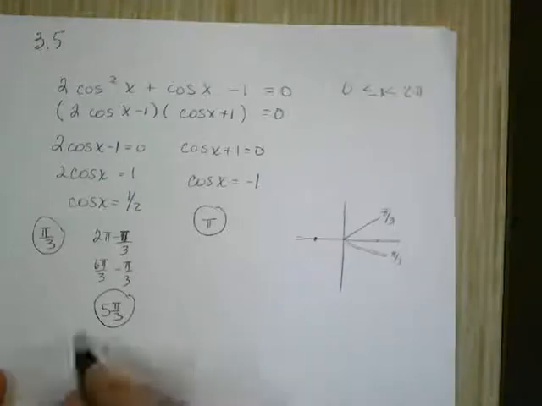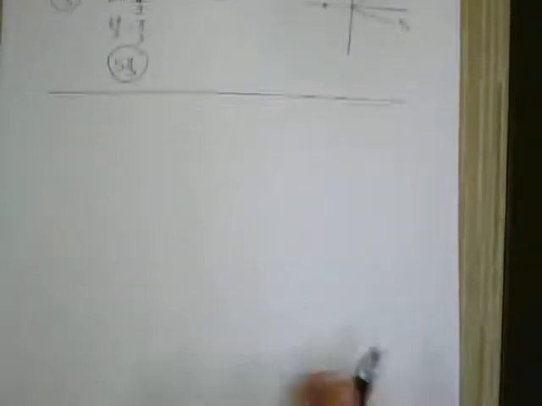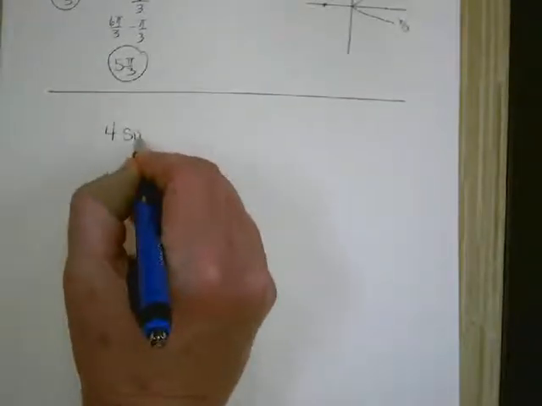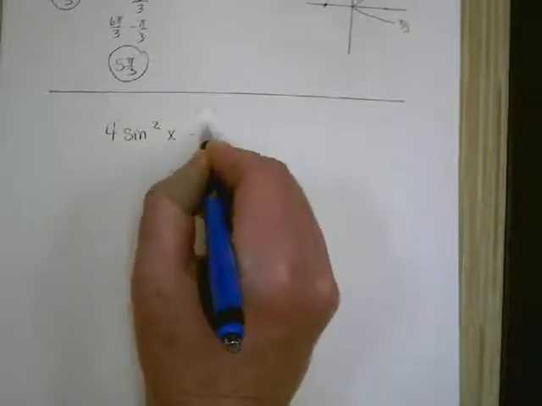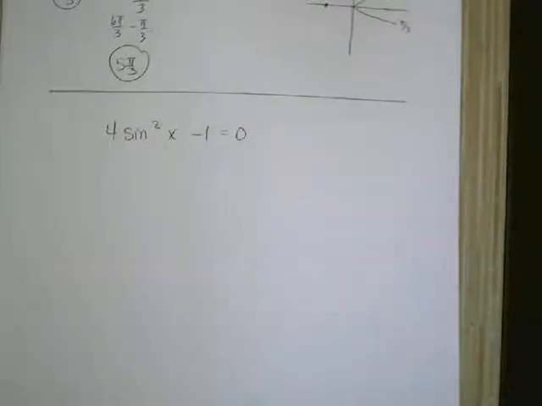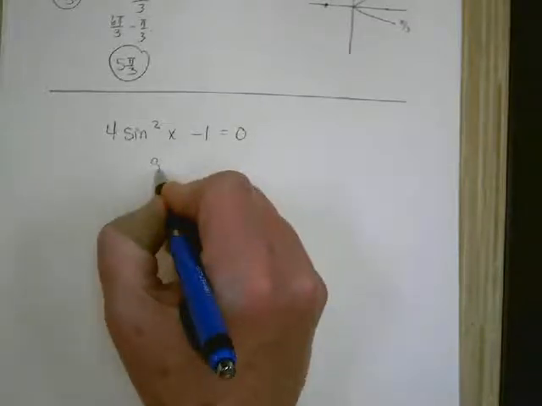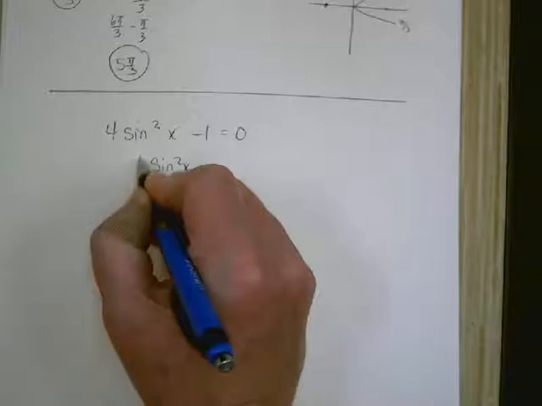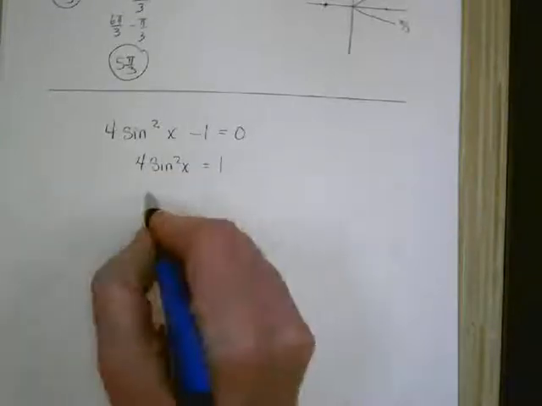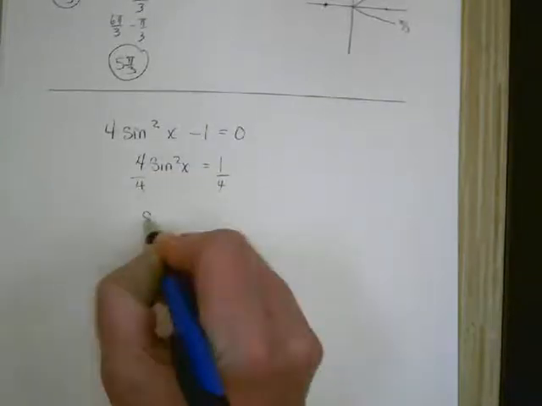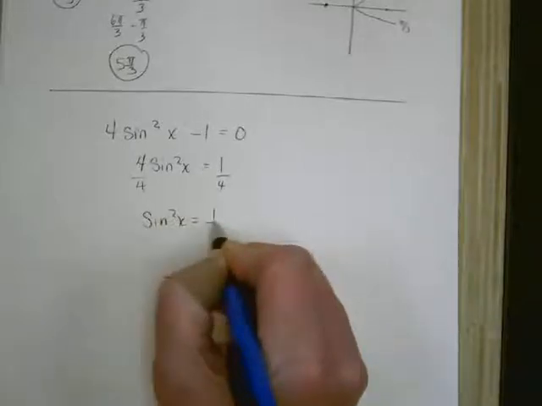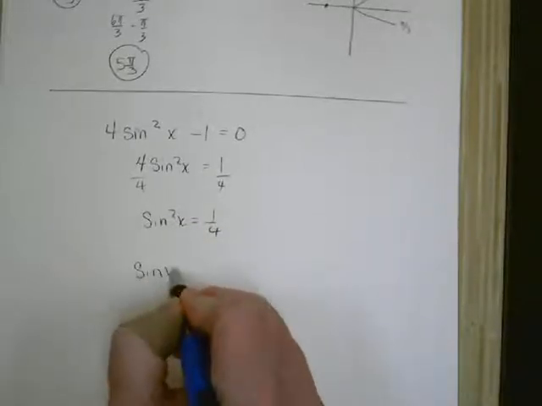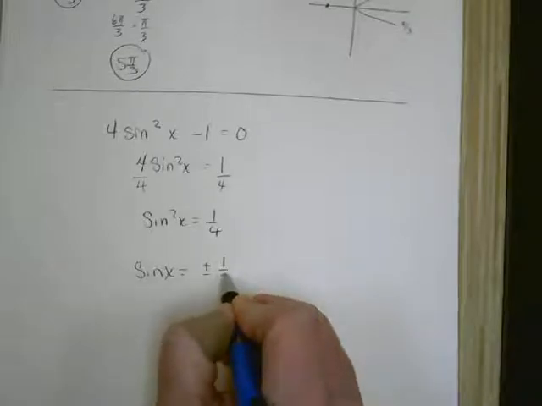I'm going to do another one for you here. What happens if we have 4 sine squared x minus 1 equals 0? Guys, remember this is the difference of squares. You could factor it that way, or you could simply factor it by isolating sine squared. You could add 1 to each side, and you'd have sine squared is equal to 1 divided by 4. Sine squared x is 1/4. Take the square root. Sine x is plus or minus 1/2.